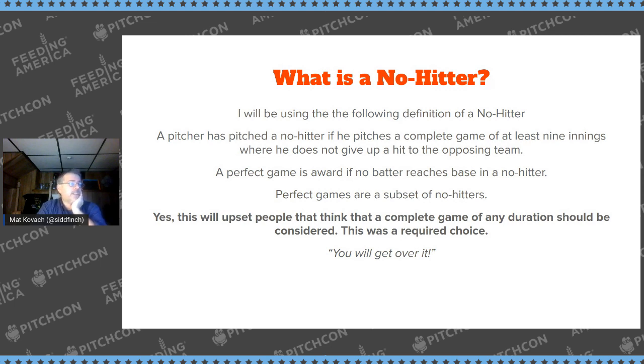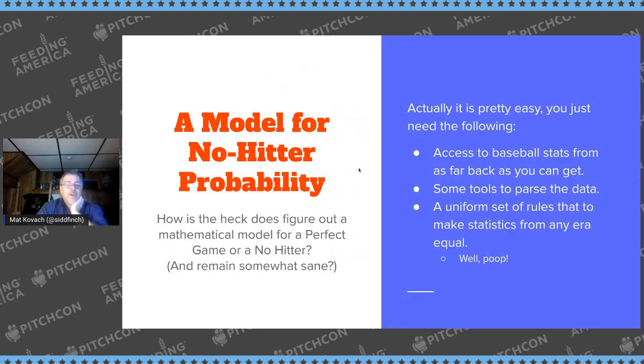Yes, this does not include games that were 7 innings, even though it was quote unquote a complete game. A lot of it has to do with just how I set up my model. I could change the model in the future to look for that. But for right now, if a complete game is not a perfect game or no hitter, it has to go at least 9 innings. So everybody's just going to have to get over that.